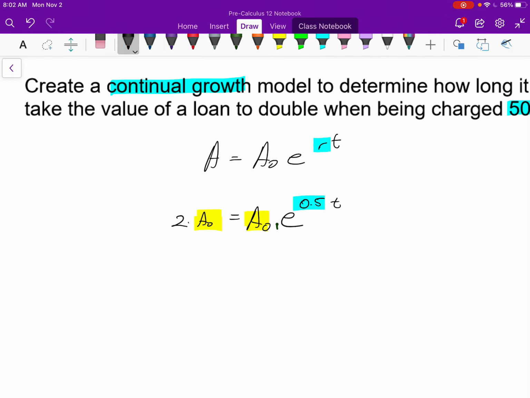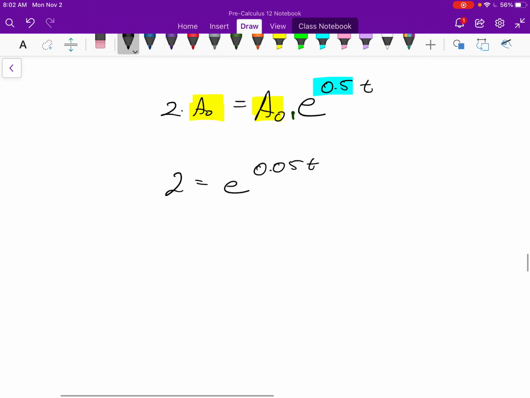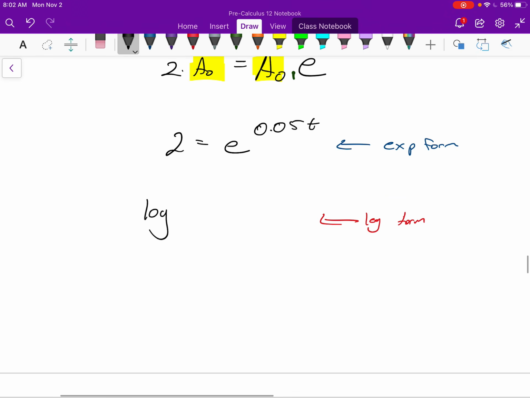With that said, let's solve this. I can just divide both sides by A naught, and I just get 2 equals e to the 0.5t. And now I can take this equation in exponential form and write it in logarithmic form. So in logarithmic form, this is log base e of 2 equals 0.5t. Oh, I keep putting 0.05. It should be just 0.5t. Not used to dealing with such large interest rates.